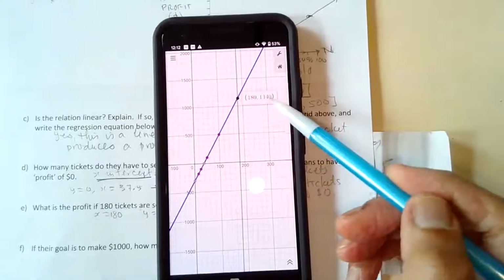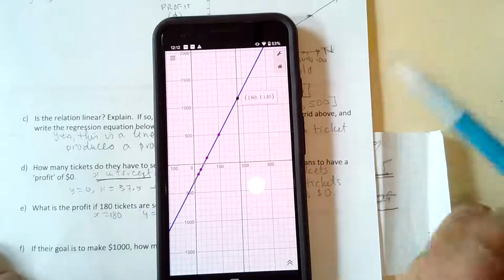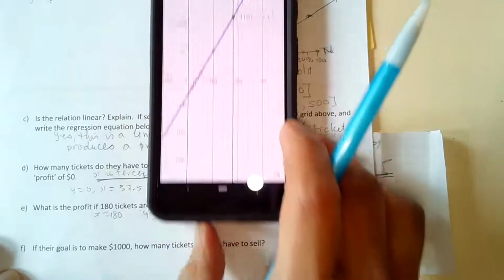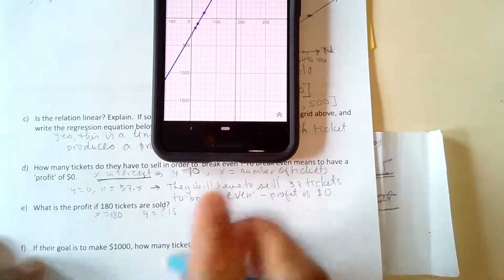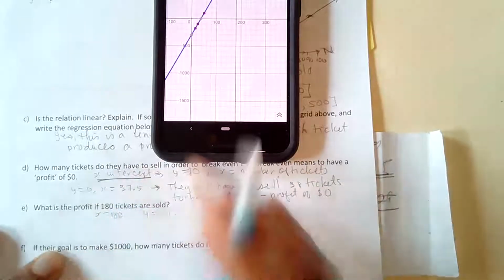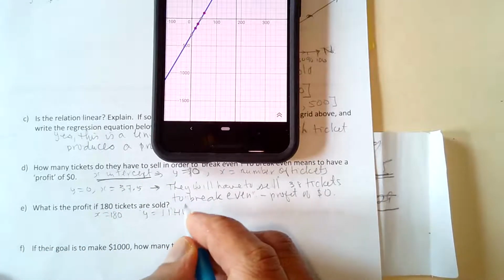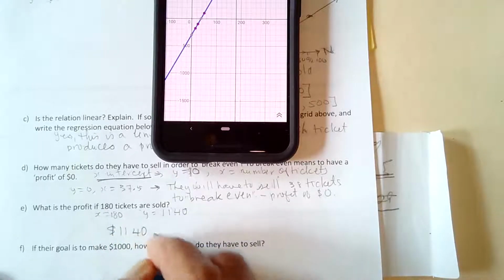So $1,140. So if 180 tickets were sold, then they'll have a profit of $1,140. So y is $1,140.